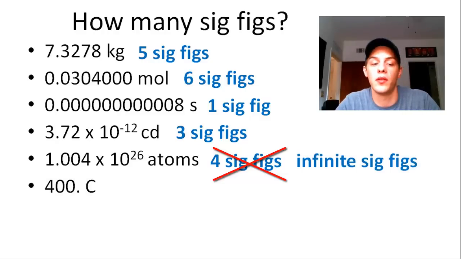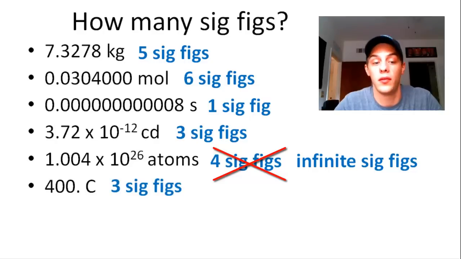So the next example says we have 400. coulombs. Capital C, that is the symbol for coulomb, which is the SI unit for electric charge. So 400. coulombs, how many sig figs does this have? Well, when you have trailing zeros that come before an actual shown decimal point, then they are significant. So this has 1, 2, and 3 sig figs.